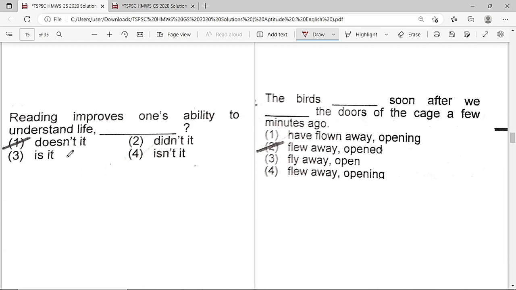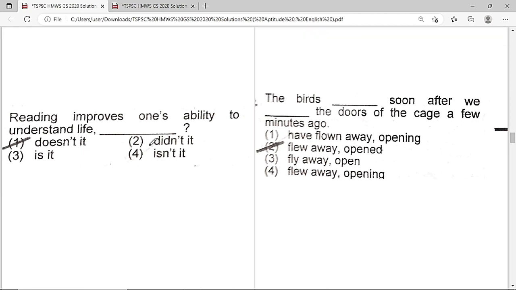Now we are going to solve another question. See the question here: Reading improves one's ability to understand life, dash, question mark. Among the four options, option A, doesn't it, is the correct solution of this question. Reading improves one's ability to understand life, doesn't it? This is the correct fill in the blank from these options.